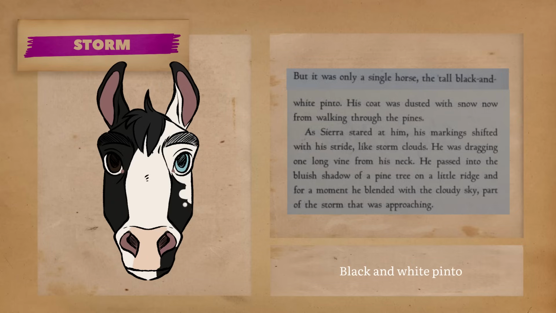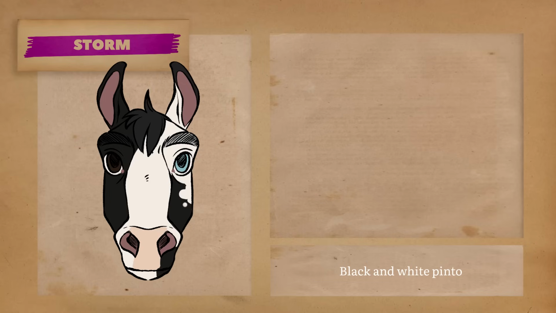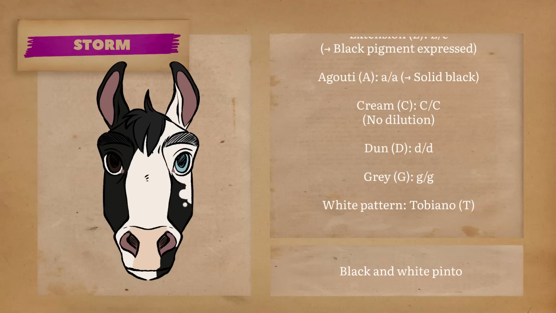There's no mention of dilution, dun, grey, or any visible red or bay tones. He's going to be a very easy one to genotype. Now, pinto means any color plus white pattern.